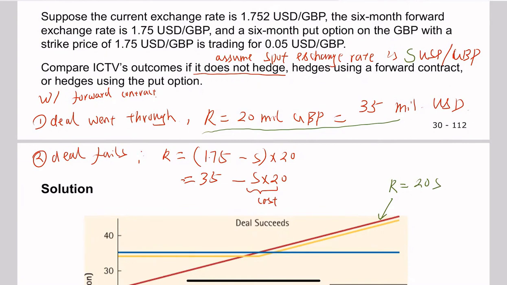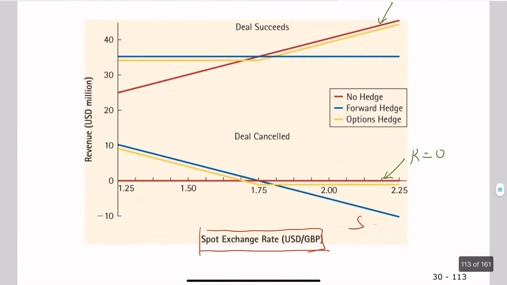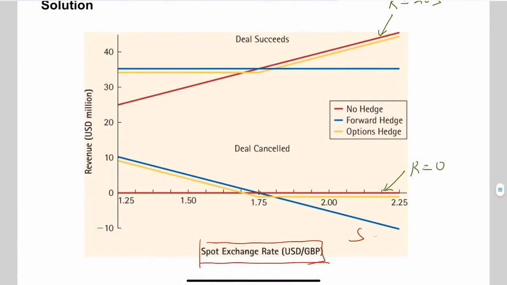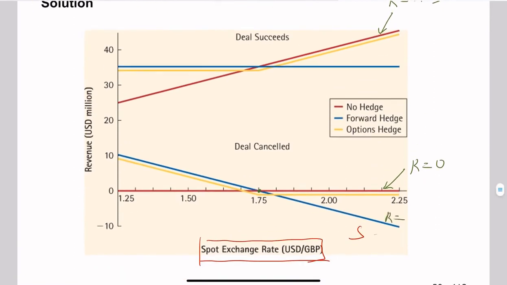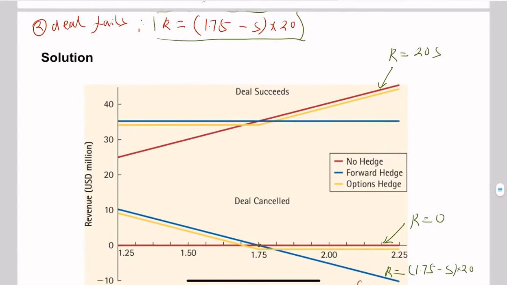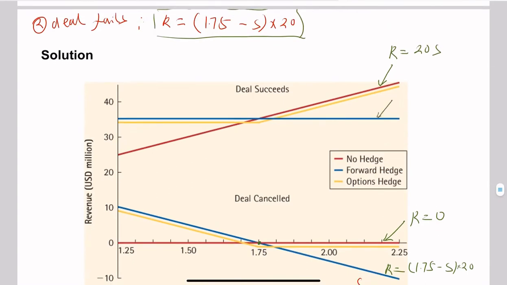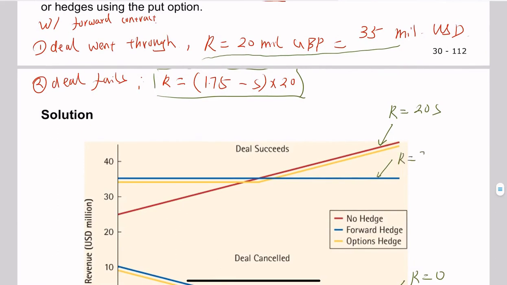And now what you can see here is if you draw this equation, it will be a downward sloping line, right? And it will have a horizontal intercept at 1.75. So this line is given by R equal to 1.75 minus spot exchange rate times 20, right? Oh, I forgot to add this note here. So you can see that for this line, it's just $35 million.